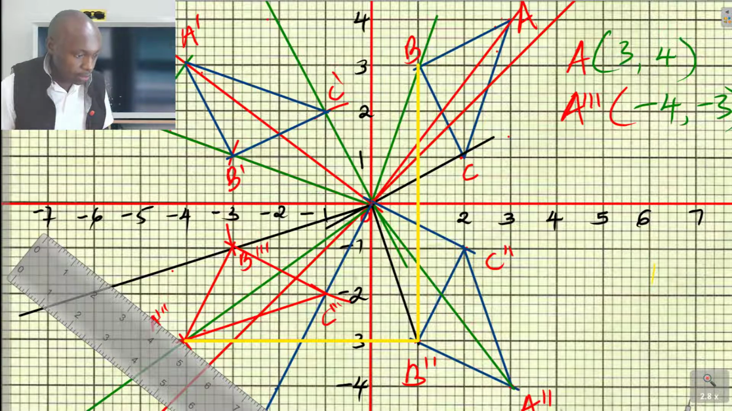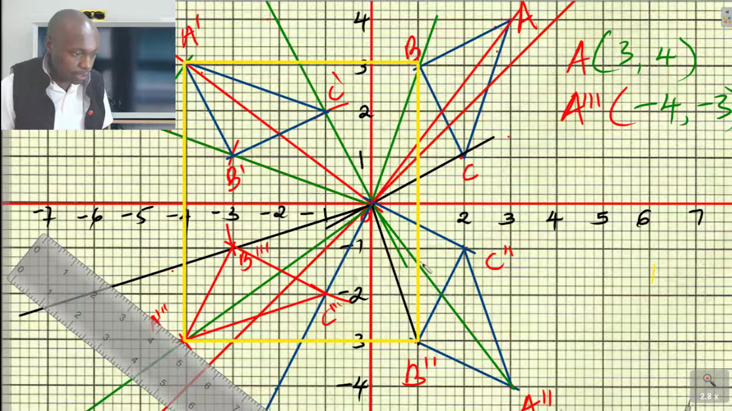Then to A prime. To A prime. So from here we go up to A prime. A prime is somewhere there. It is there. So when you join these quadrilateral, that is what we get. So let me indicate this one very well.